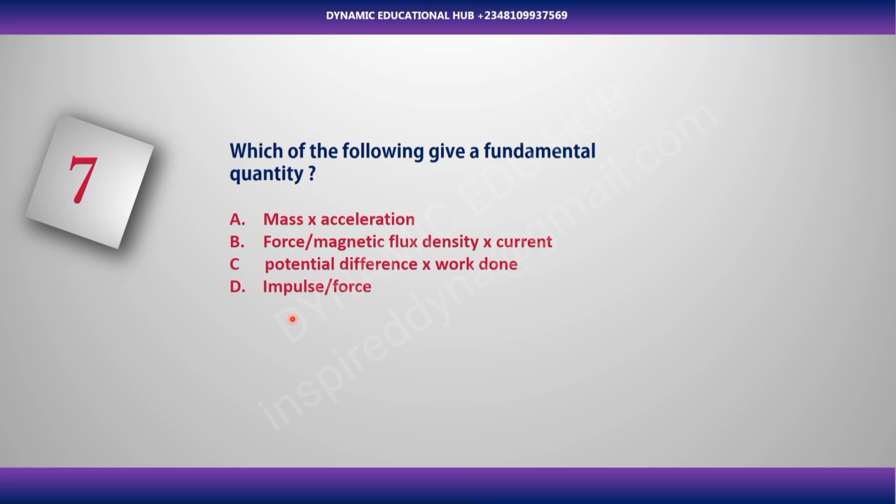Impulse divided by force. I'm suspecting this one because impulse is force times time. Let's see how to solve this. The correct answer is impulse over force. Impulse is equal to force times time. What will now be time? You divide both sides by force. You now have impulse over force. What is time itself? Fundamental quantity. So D is the answer.